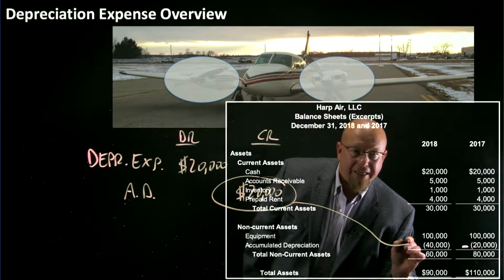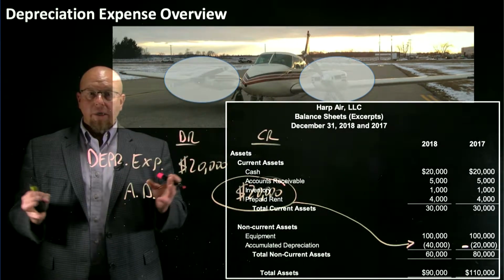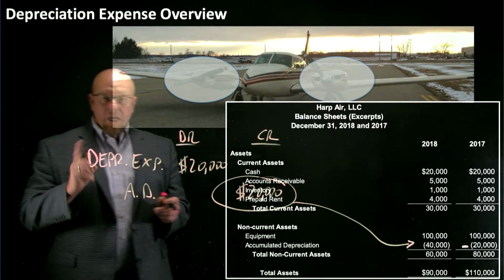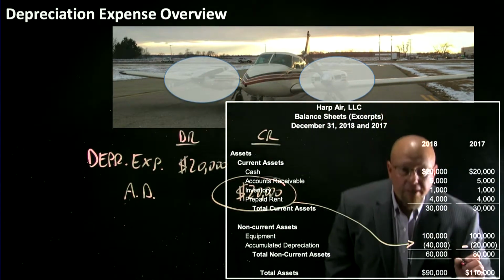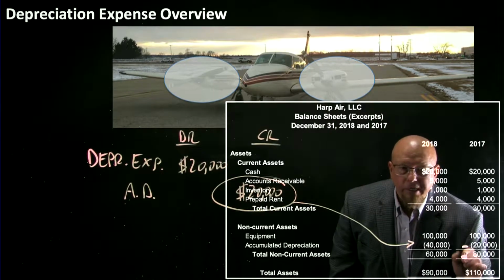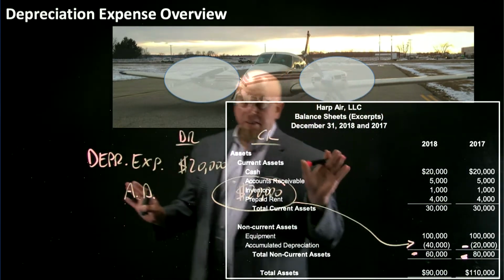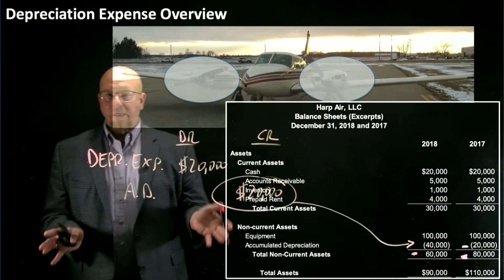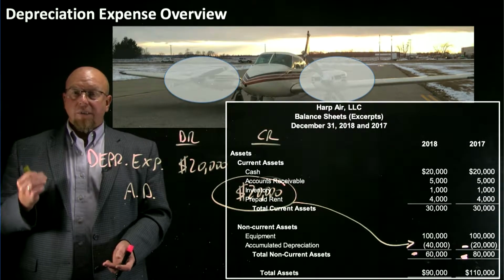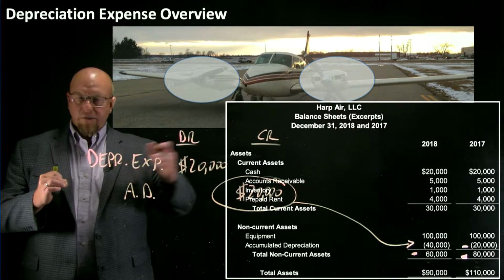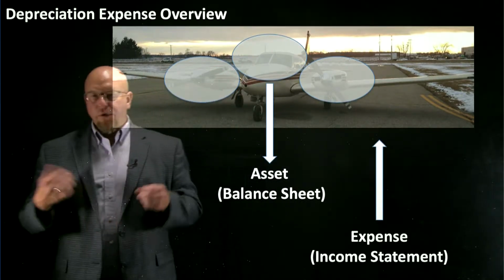Now, because of this second entry, accumulated depreciation has grown like a snowball to a $40,000 credit balance. And notice what happens. As we record each year's worth of depreciation expense, the net book value drops. In this case, from $80,000 down to $60,000. We're not saying that the asset is worth $60,000 at the end of 2018. We're just simply saying that's the net book value that is the result of our estimated allocation of this cost over the future periods. Let's continue on to the third year.